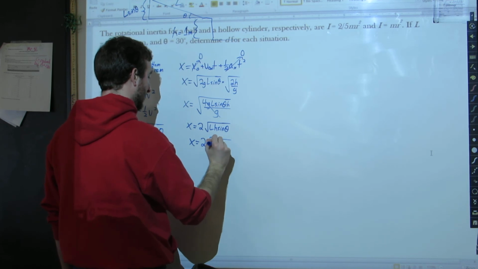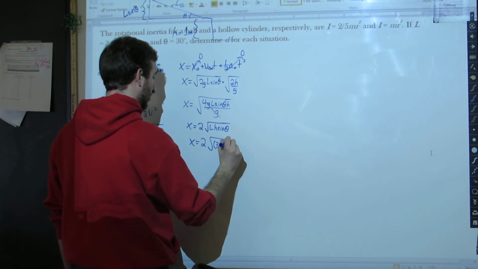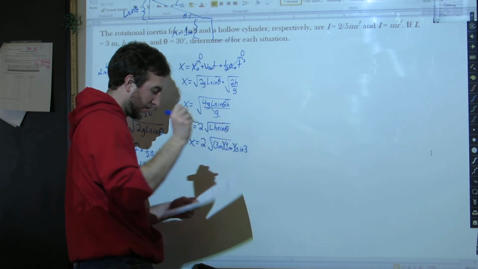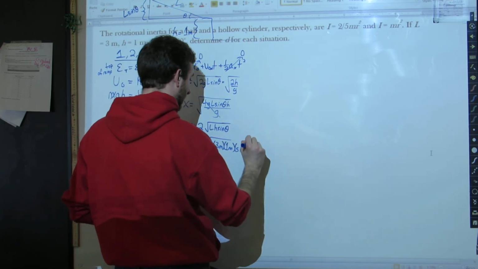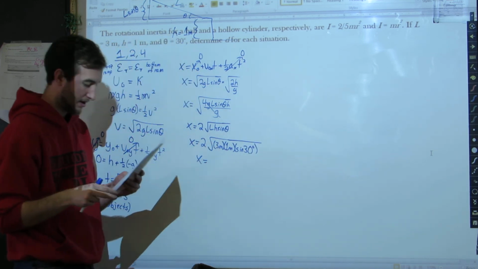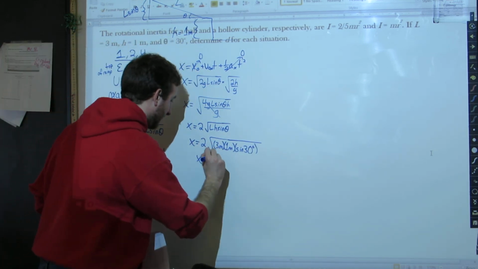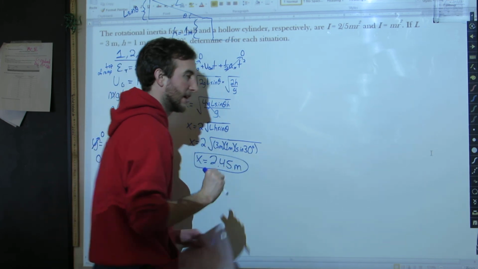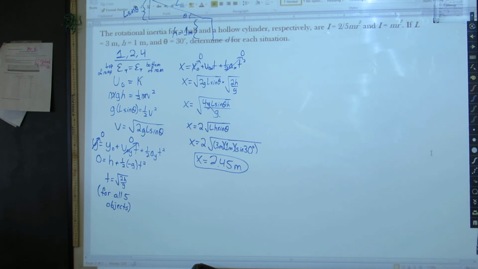All we do is plug in our values. We know that L is 3 meters, h is 1 meter, and sine theta is for a 30-degree angle on the ramp. I did all these calculations before. X turns out to be 2.45 meters. For the objects that slide, they should land about 2.45 meters away from the edge of the table. I'm going to stop there.